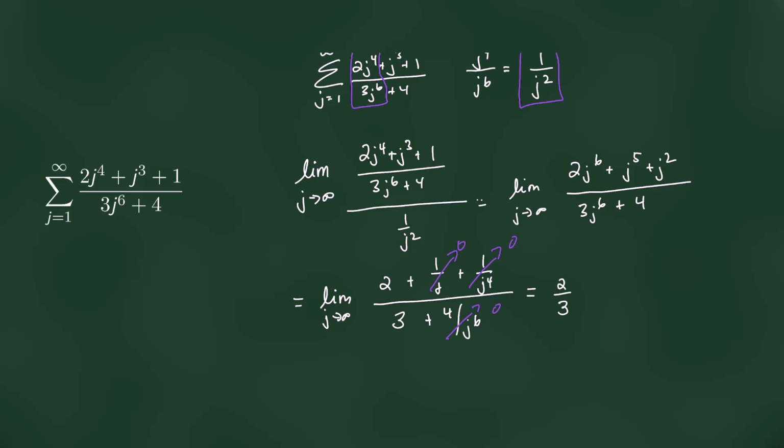And since that is a value between 0 and infinity, this tells us that both the series that we compared behave the same way. And because 1 over j squared is a p-series with p greater than 1, we know that these both converge.